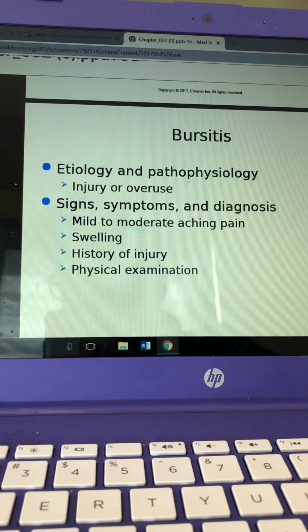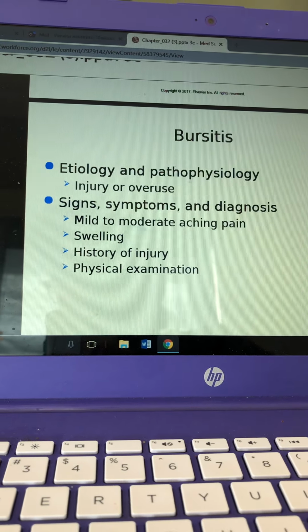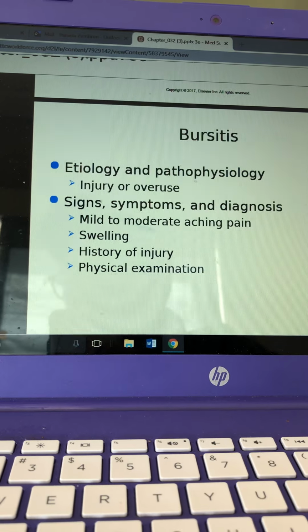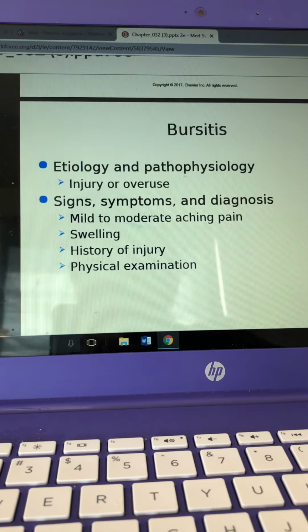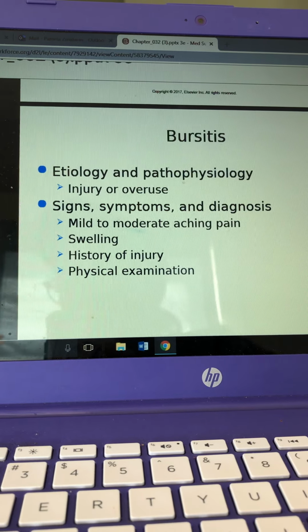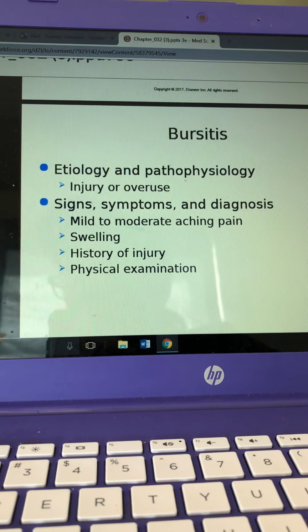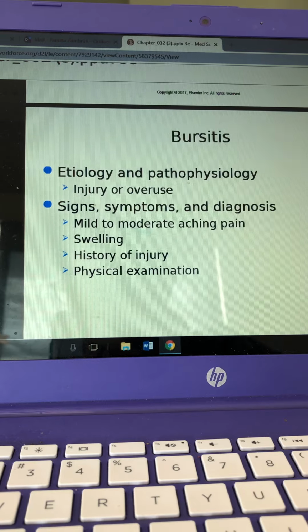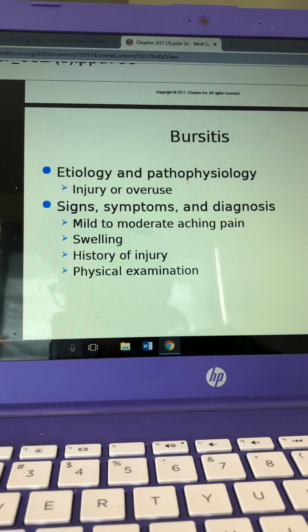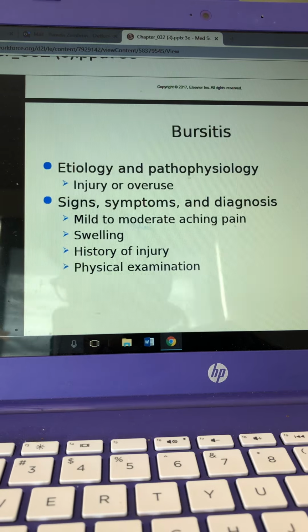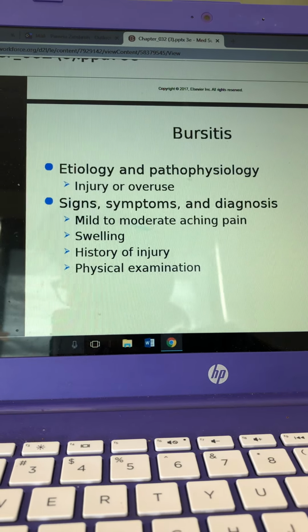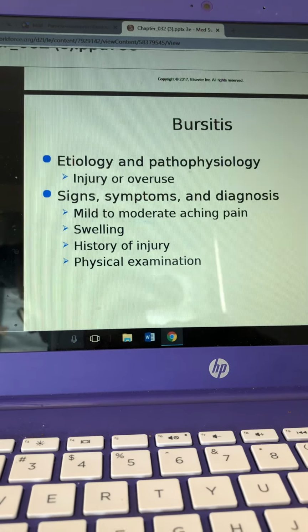So it can cause a lot of pain, mild to moderate aching pain, swelling. There could or could not be a history of a particular injury. Treatment is rest. NSAIDs can help. An ice wrap can help. Hip, elbow, shoulder, or knee are the most common areas for that.